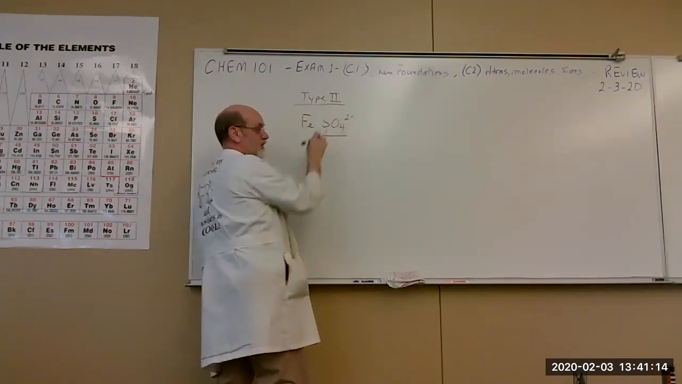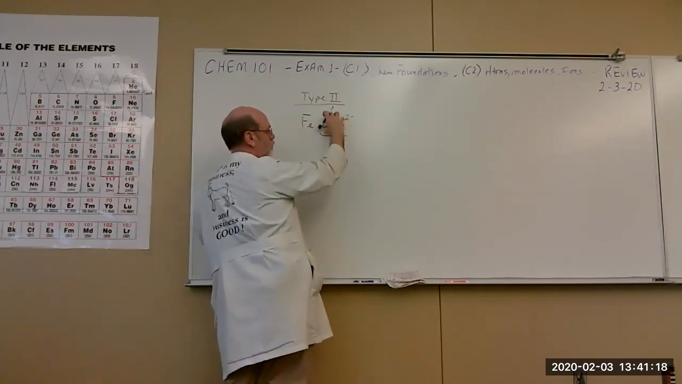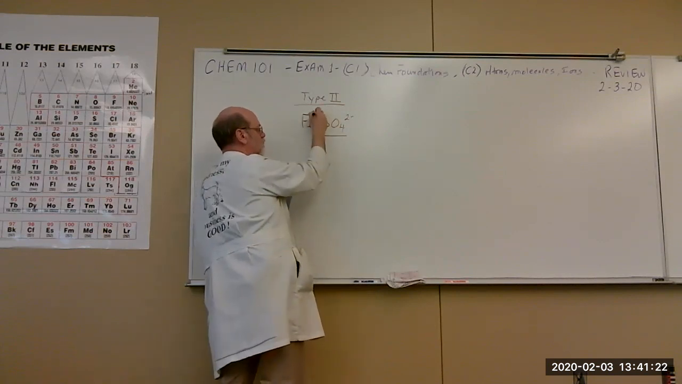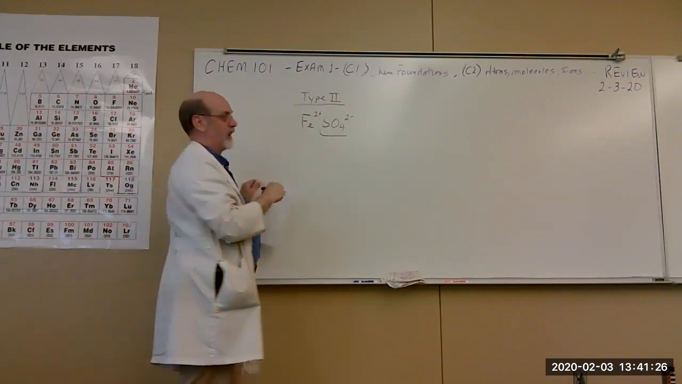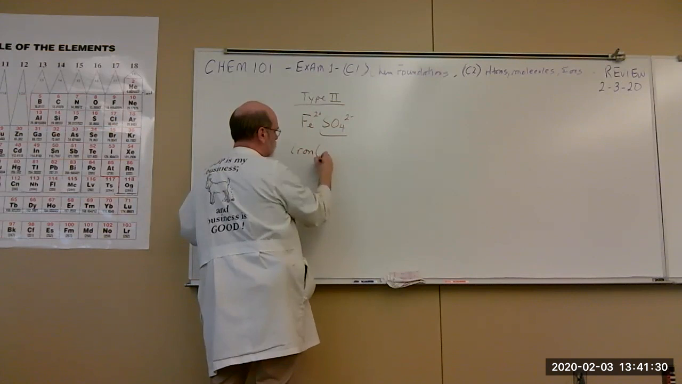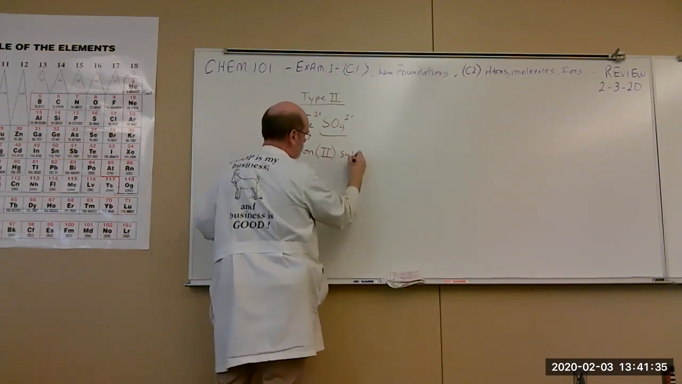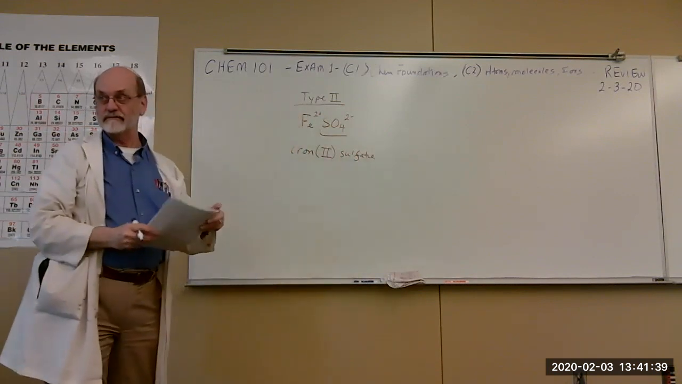Remember, the polyatomics act like single units, so that charge is assigned to this whole unit. So those 2 minuses have to be balanced by 2 pluses. Okay? Because it's a neutral compound. So now all you have to say is iron. What's its charge? 2. Sulfate. And that's the name.